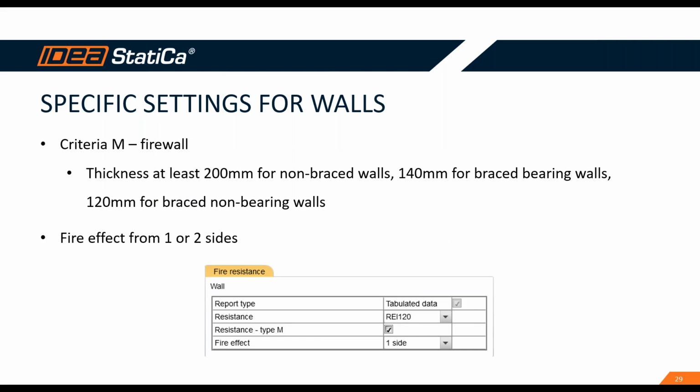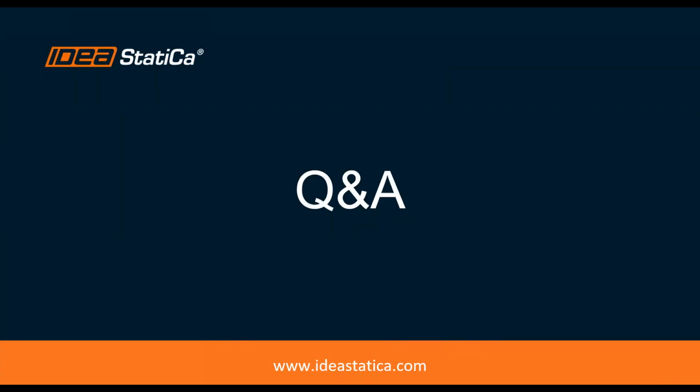For walls, there is a special criteria, M, which stands for firewall. If we want to check the wall for this M criteria, there is a limit for thickness. The thickness of the wall has to be at least 200 millimeters for non-braced walls, 140 millimeters for braced bearing walls, or 120 millimeters for braced non-bearing walls. And the fire can affect from one side of the wall or two sides of the wall.